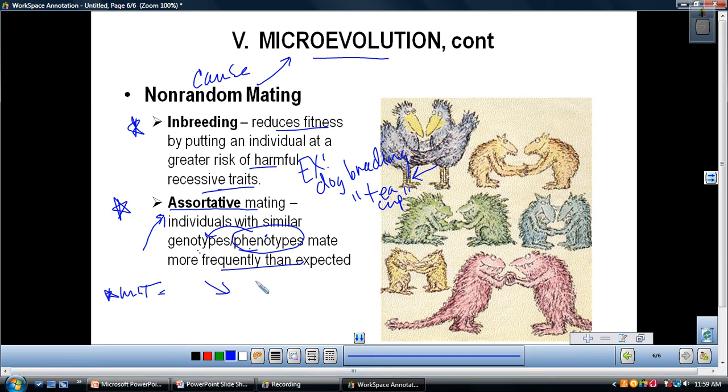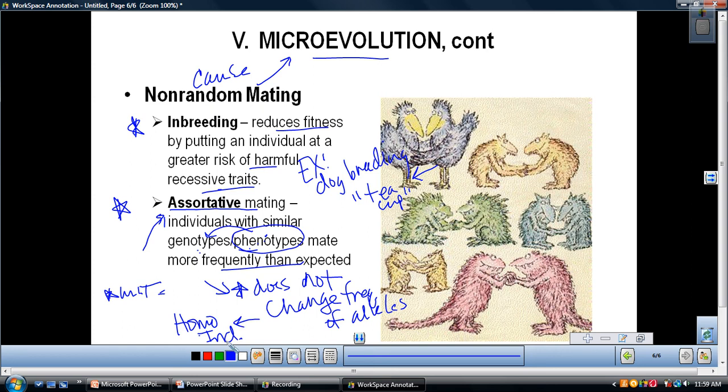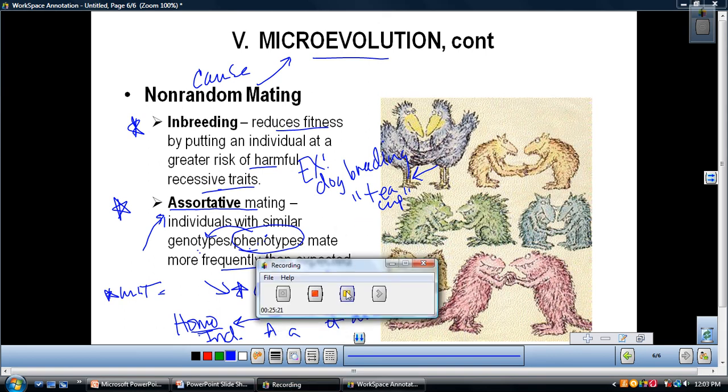Okay, so I'm going to have you guys write that. Does not change the frequency of the alleles, it changes the proportion of homozygous individuals. And so if you go, well, how is that possible? Because it changes the proportion of homozygous individuals, not the frequency of the individual alleles. So you can change the homozygous individuals without changing the frequency of just the big A versus the little a. It just changes the proportion that would be homozygous. Does that make sense?